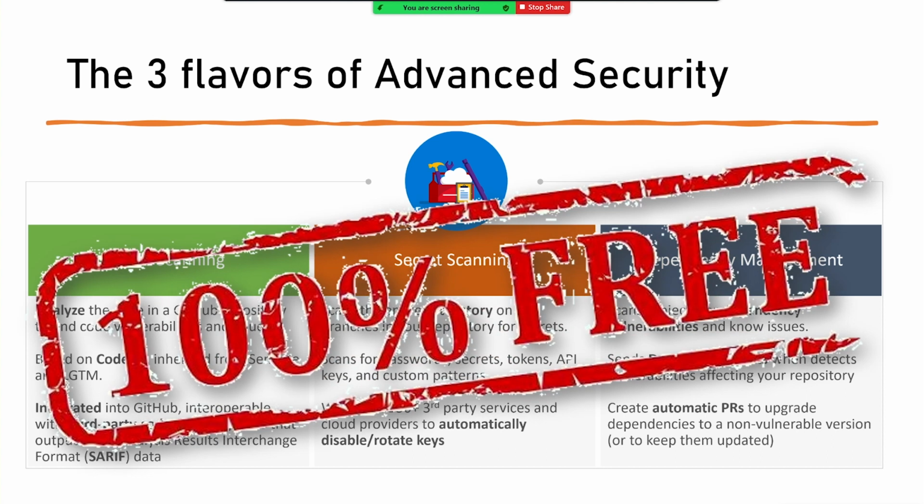As I was saying, this is 100% free for public repos, for open source projects. There are features that, if you are on, for example, GitHub Enterprise Cloud, you can buy separately and extend this functionality. For example, you can have custom patterns in secret scanning. But for what I just mentioned, and we will see that in the demo, this is 100% free.